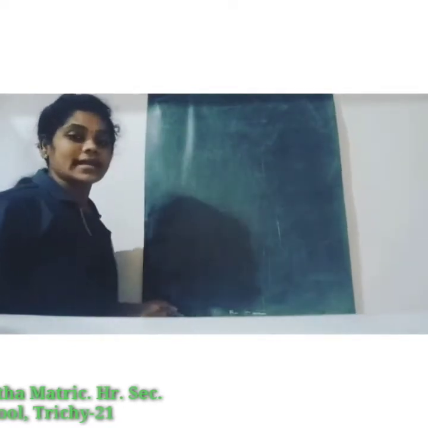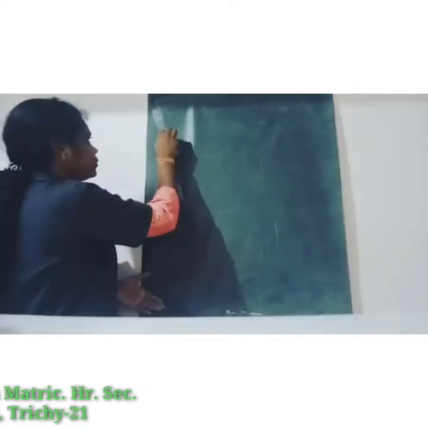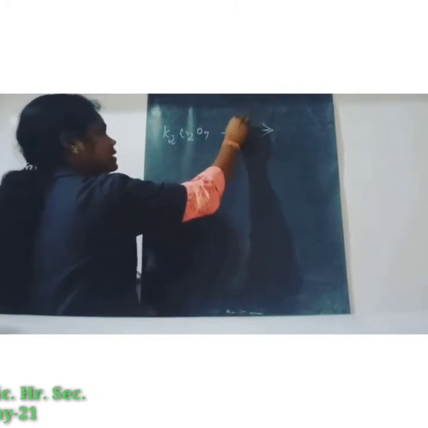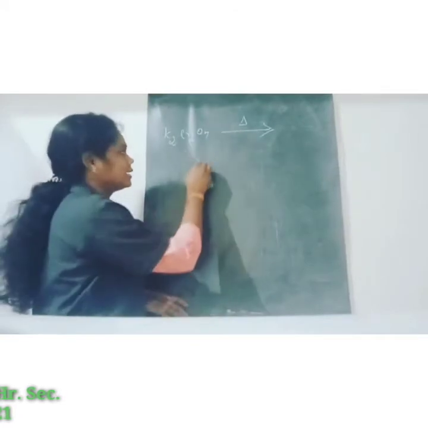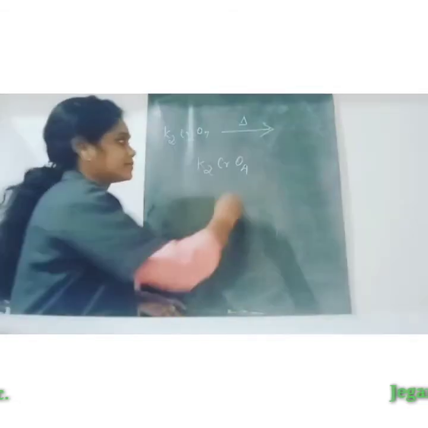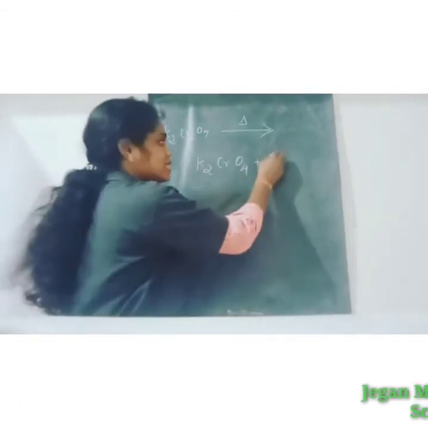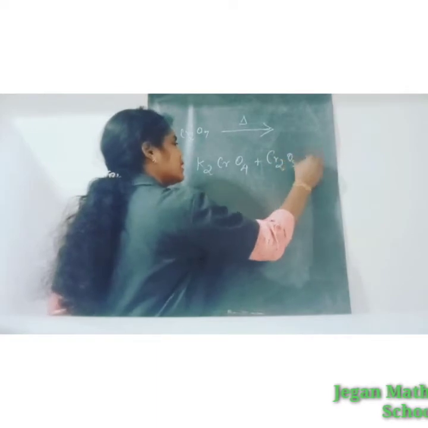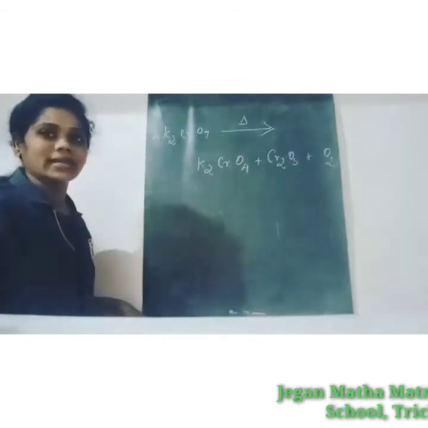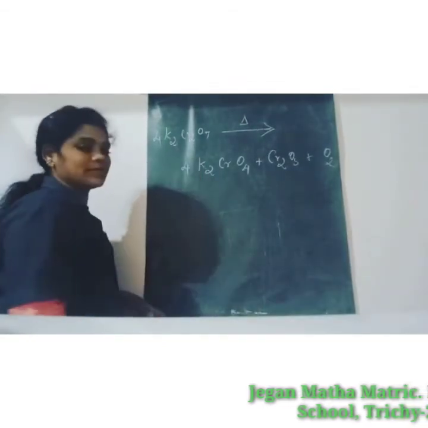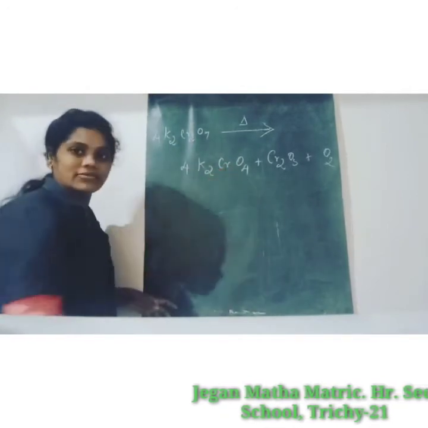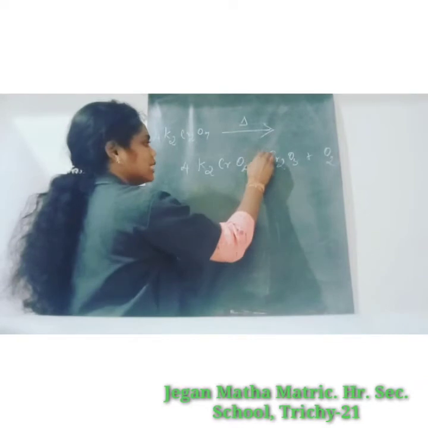Okay, so here I take potassium dichromate, that is K2Cr2O7. When it is heated, it is converted into potassium chromate, that is K2CrO4, plus chromium 3 oxide, that is Cr2O3, plus oxygen gas is liberated. So here I take 4 times of potassium dichromate. So 4 times of potassium chromate, and chromium here 4 2s are 8. So here chromium only 4 times. So I take plus 2 times.